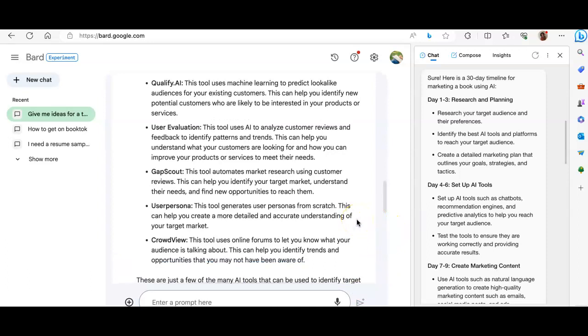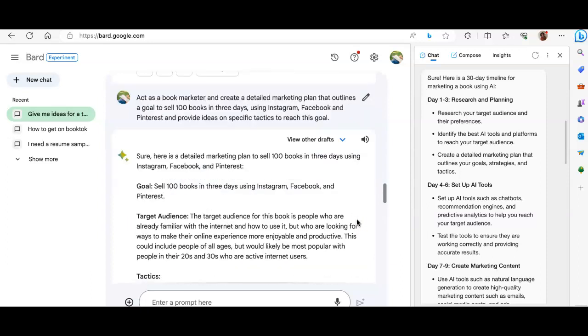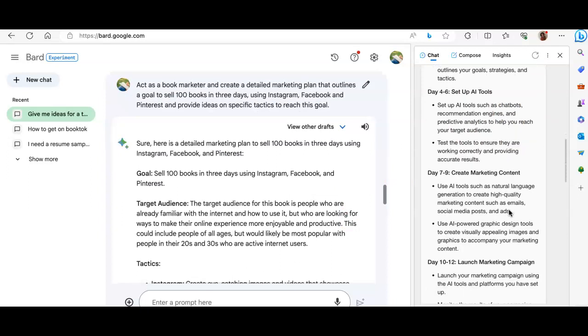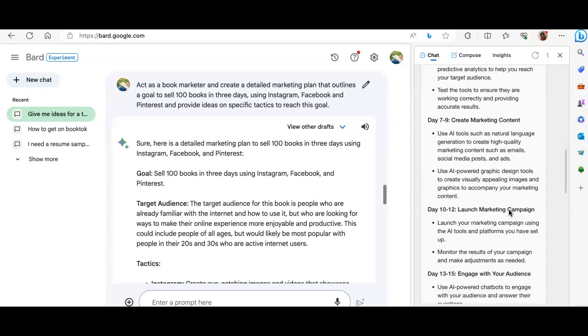So that's 3 days in. And then of course, the 4 to 6 days, we're setting up some AI tools for our industry that we're in. Day 7 and 9, we're creating marketing content using AI. We're also using graphic design tools powered by AI for our content. By day 10 and 12, we're launching our marketing campaign using the AI tools and the platforms we've set up. And we're also monitoring the results of our campaigns and making adjustments as needed.